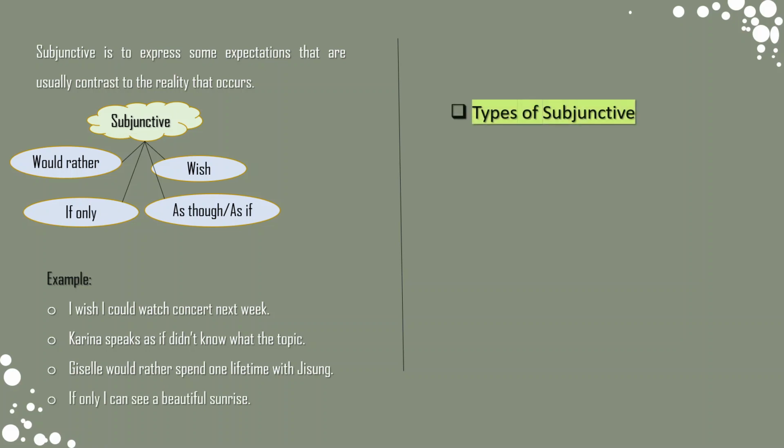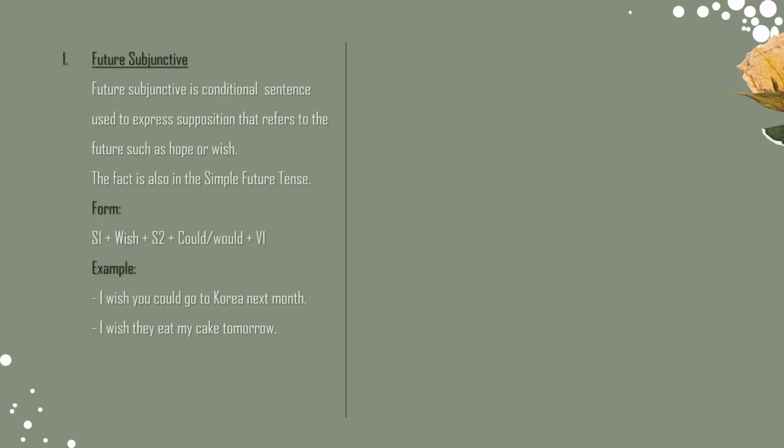So next, let's continue to the types of subjunctive. There are three types of subjunctive: the first one is future subjunctive, the second one is present subjunctive, and the last one is past subjunctive. So I will explain them one by one. So guys, now I will explain the types of subjunctive one by one. The first one is future subjunctive.